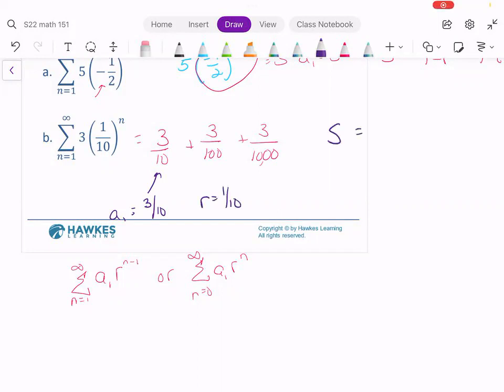Now we can apply this to the formula where we have a sub 1 is 3/10 over 1 minus 1/10, which results in 3/10 over 9/10, or 1/3. This example notes the important relationship between geometric series and decimal representation. Notice that we've shown that sum is approaching 0.333. And similarly, with other decimals, we can note that repeating decimals actually do converge to a value.